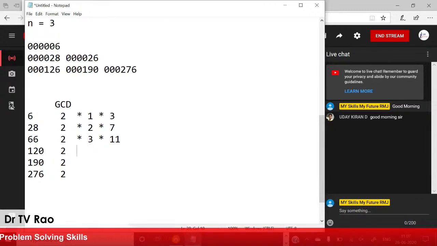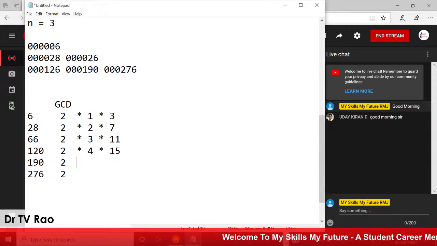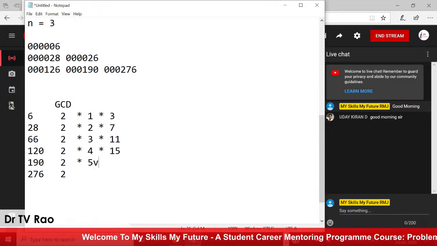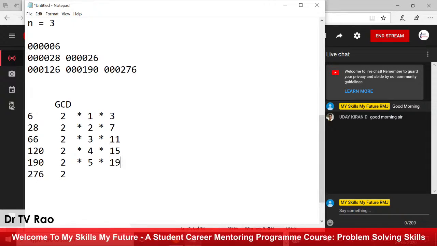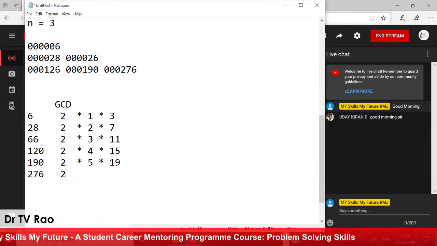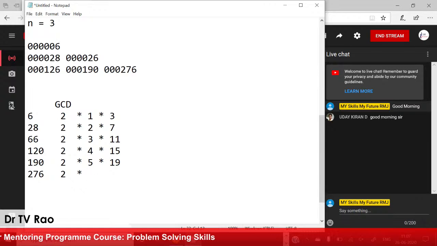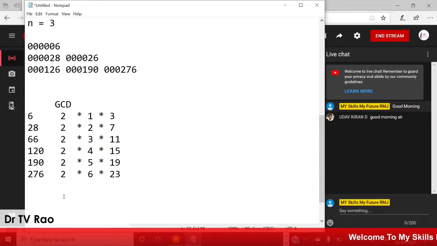And this could be 4 into 15. This is 95, so 5 into 19. 2 twenty-thirds is 138. So going by the trend, let us take 6 as one of the factors. The other factor is 23. So all the lines contain 2.